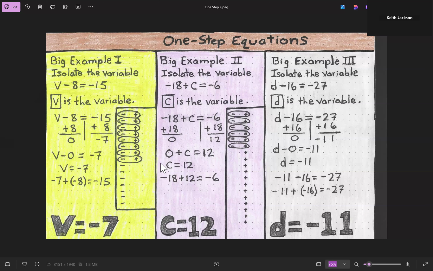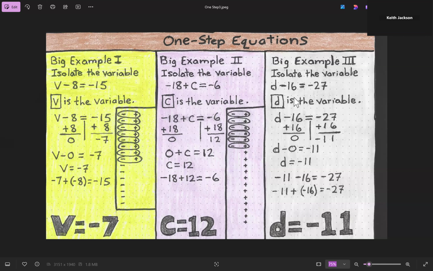Here's what we have. 0 plus c is equal to 12, which lets us know, of course, that c is equal to 12. Let's plug in c to make sure that this equation works. We have negative 18 plus 12. Yes, indeed, that will give us a negative 6. And that lets us know that c is equal to 12.